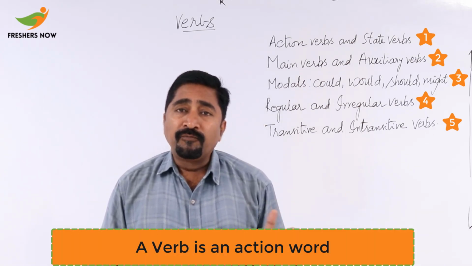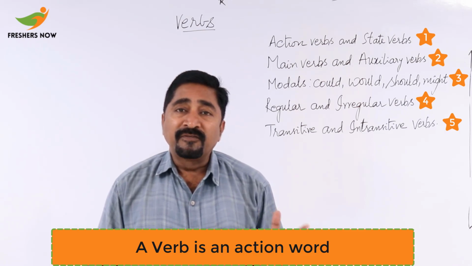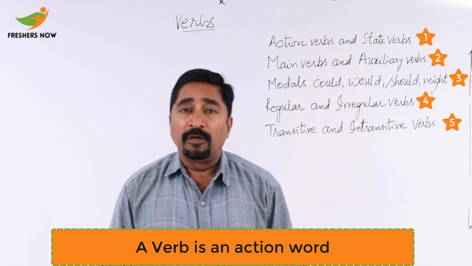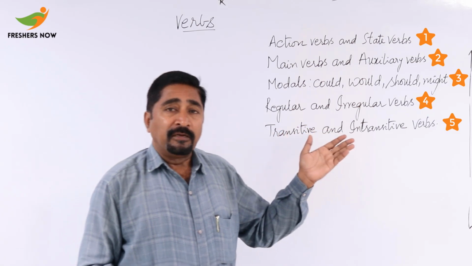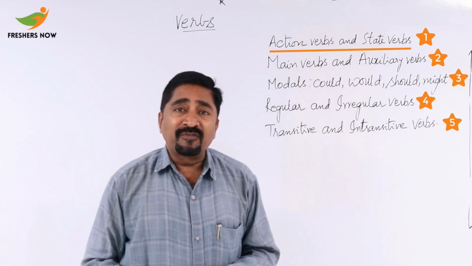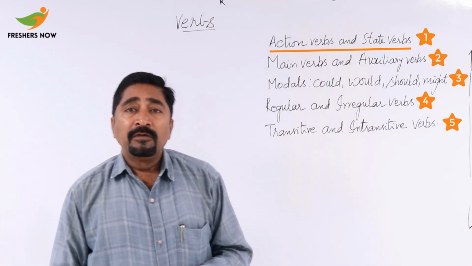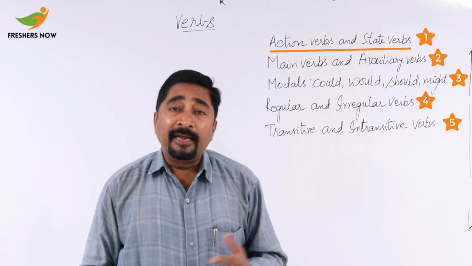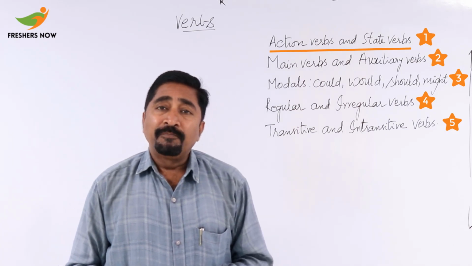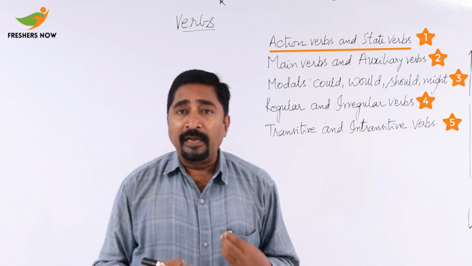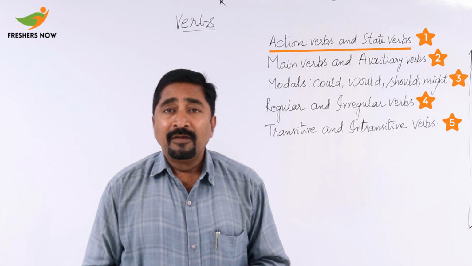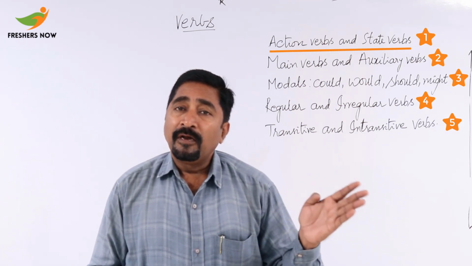A verb refers to the action of a subject. I repeat, a verb refers to the action of a subject. It is an action word. Now, let us understand what an action verb is and what a state verb is. And of course, a state verb can also be called a stative verb, whereas an action verb is a dynamic verb. So, an action verb refers to the physical action of an object. That is what we call an action verb. Whereas a state verb refers to a situation.